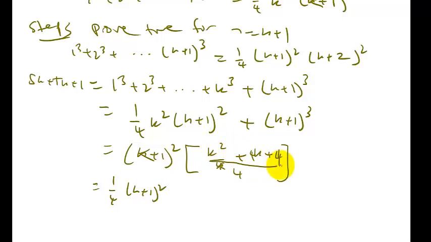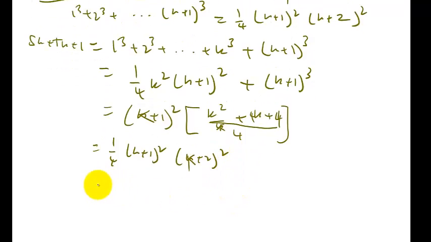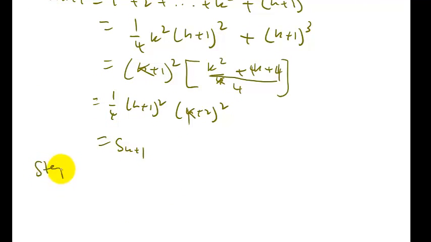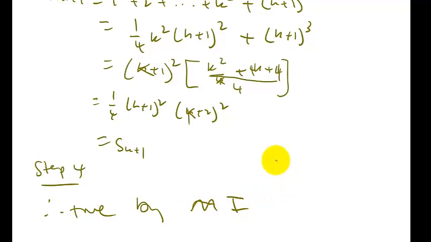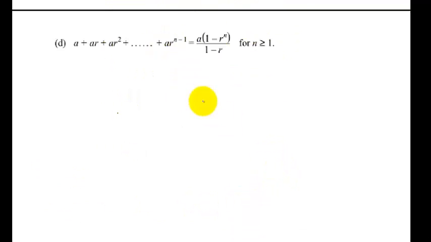Let's have a look. k squared plus 4k plus 4. Yes, it is. It's a perfect square. You're done. You don't need to do more lines than necessary. If it makes sense, how you got there to there, that's it. Which equals to S of k plus 1. And then step 4, now I'm just going to cheat and say, therefore, true by mathematical induction. But if you just remember what I wrote.